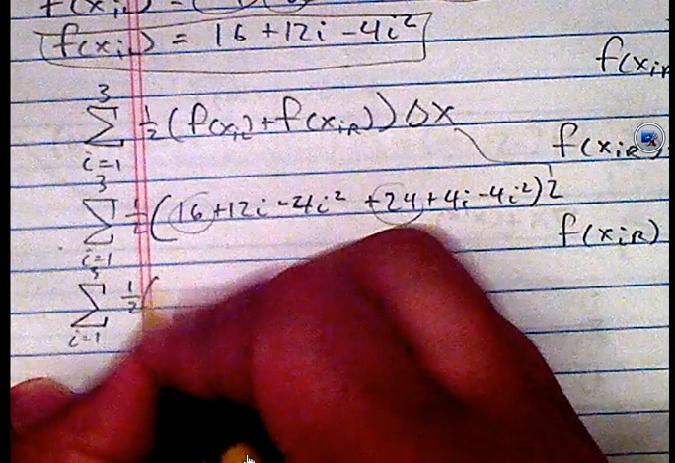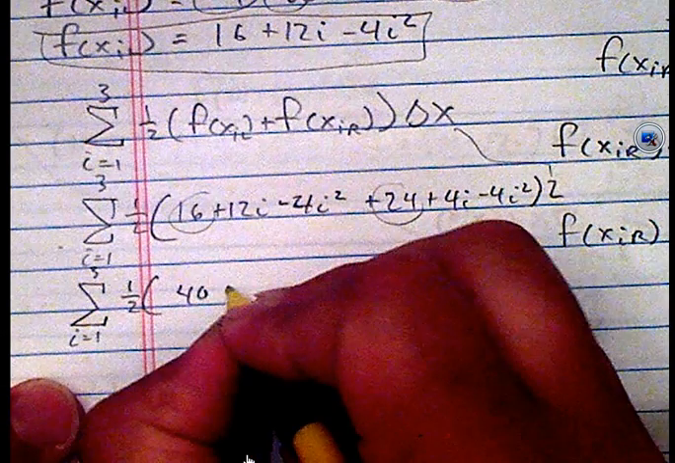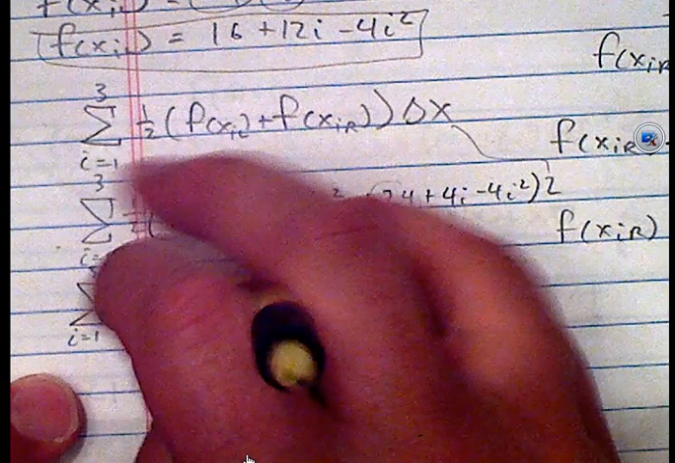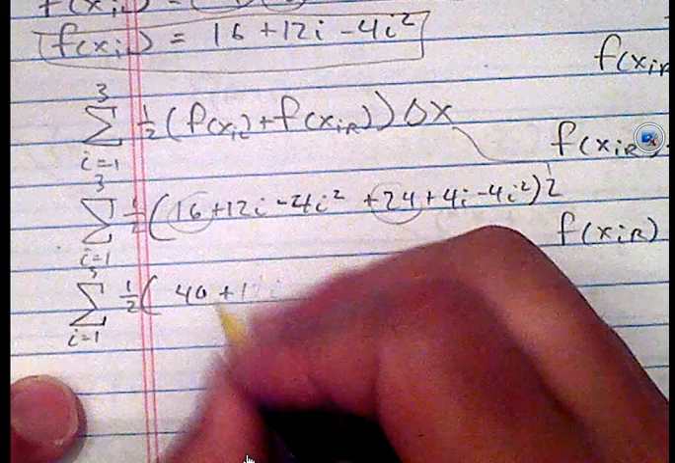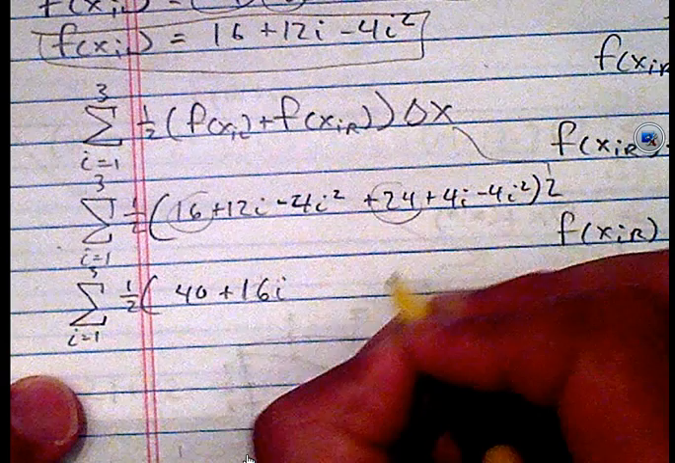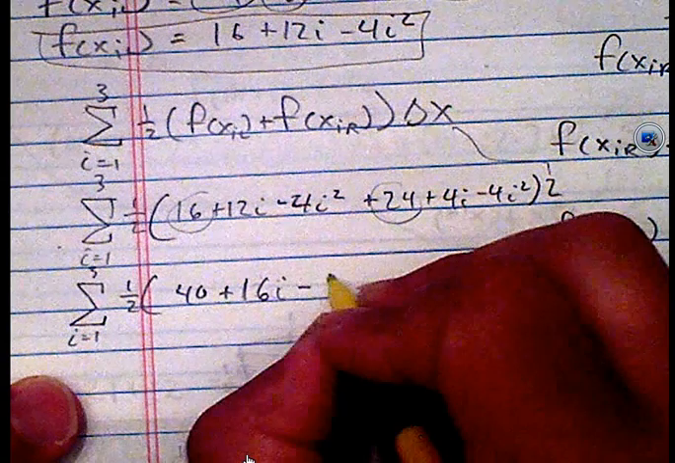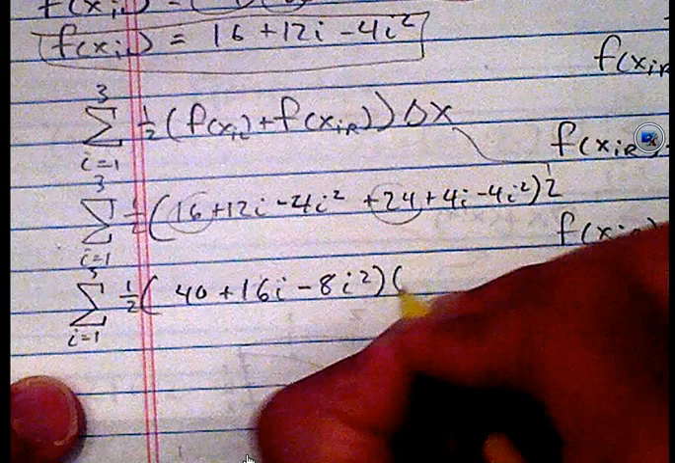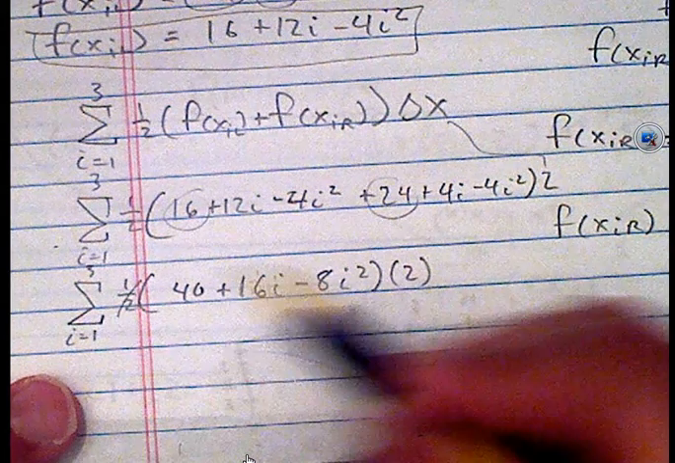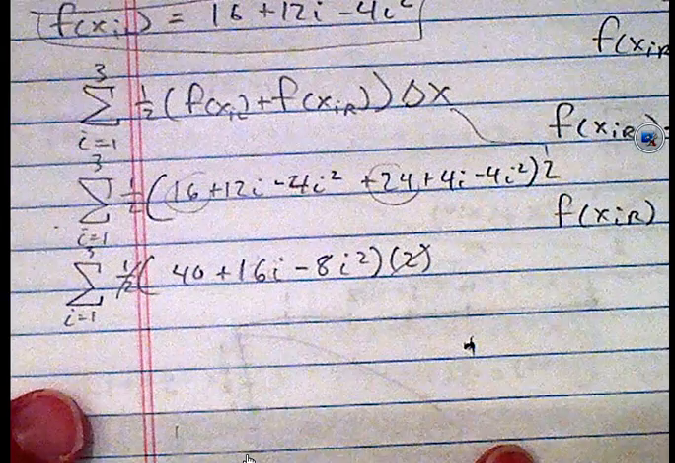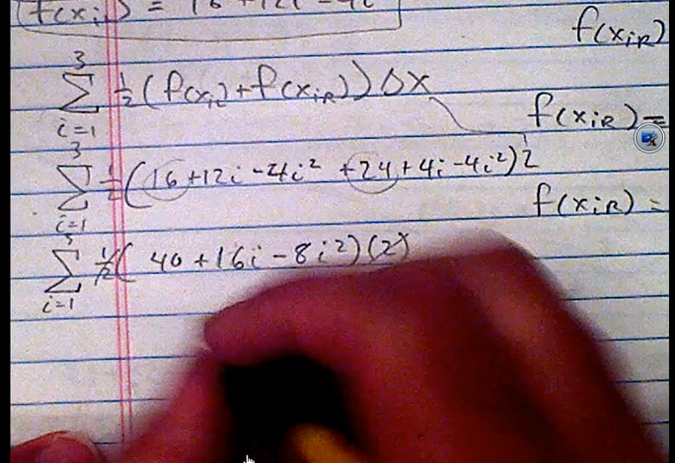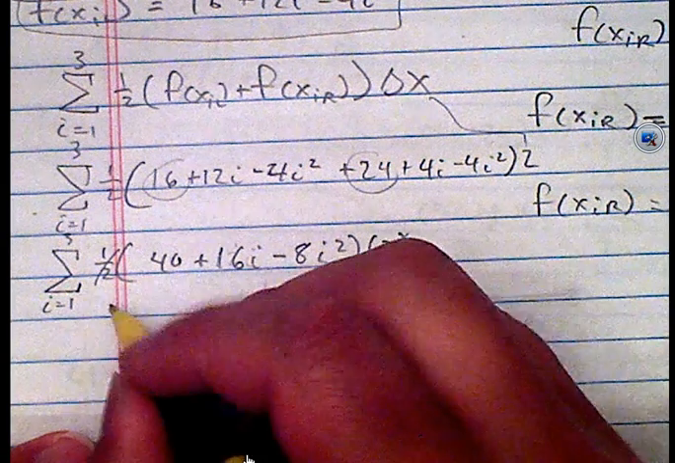So 1/2 40 plus, 12i and 4i make 16i, and negative 4i squared and negative 4i squared make negative 8i squared. Times 2. Well, here I'm definitely going to take the liberty of crossing out the 2 and the 1/2 because, well, we got a lot going on here. Alright, so I'm going to go ahead and do that.